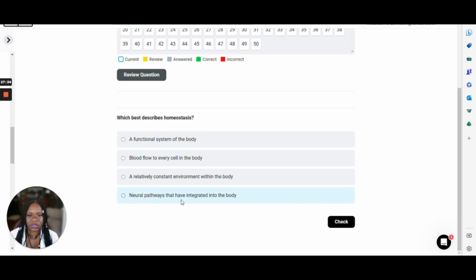However, if you're stuck with neural pathways that have integrated into the body or relatively constant environment, I'm going to go with relatively constant environment, and here is why. Because we have that prefix right there that kind of clues us in. That's going to be homeostasis. When we see the word homeo, we're thinking constant state, homeostasis, right?